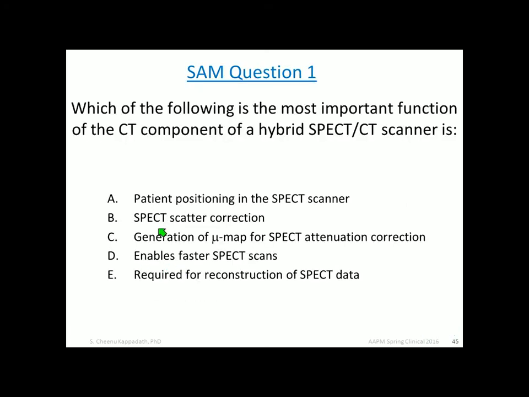Good. Okay, so this is time to do some SAM questions here. I've given enough delay time, so hopefully you can actually stress your brain a little bit now. Which of the following is the most important function of the CT component of a hybrid SPECT-CT system? Is it for patient positioning in the SPECT scanner? Is it for scatter correction? Is it for generation of a mu map for SPECT attenuation correction? Does it enable a faster SPECT scan, or is it required for reconstruction of SPECT data? Please make your answers.